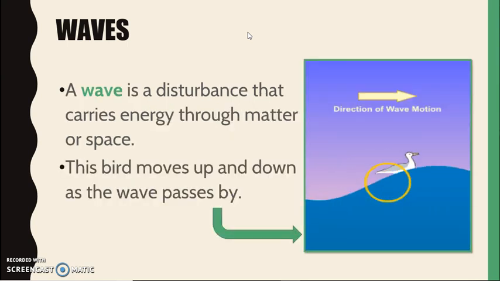So, another definition of wave, and this is the really important one here. A wave is a disturbance that carries energy through matter or space. It does not carry the matter itself. This is where it gets kind of tricky. So if you look at our graphic here, this bird sitting on the water, floating on the water, as the water waves travel, the bird just kind of moves up and down in that same spot.